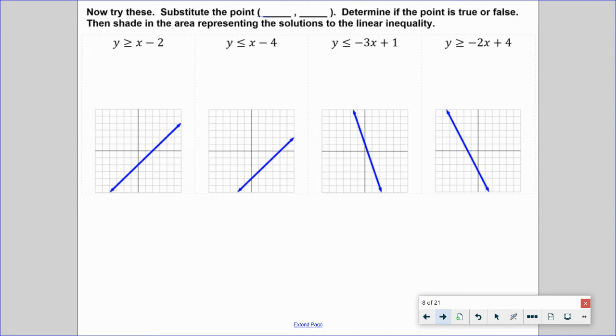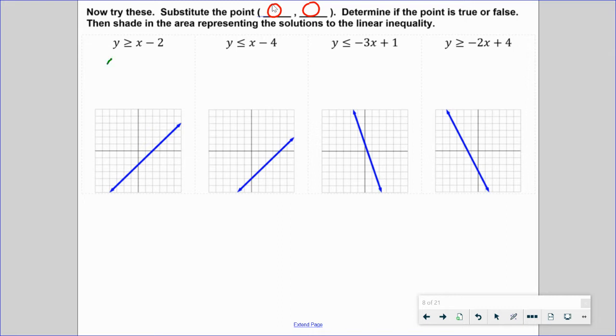And it might be no surprise, I'm going to always recommend substituting in the origin. It is almost always the best point to put in, the quickest point, the most efficient point to check. However, there will be a time when using the origin won't help you decide which area of the coordinate plane to shade in. I want you to keep that in mind. When is going to be a time where 0, 0 is not going to be a good idea?